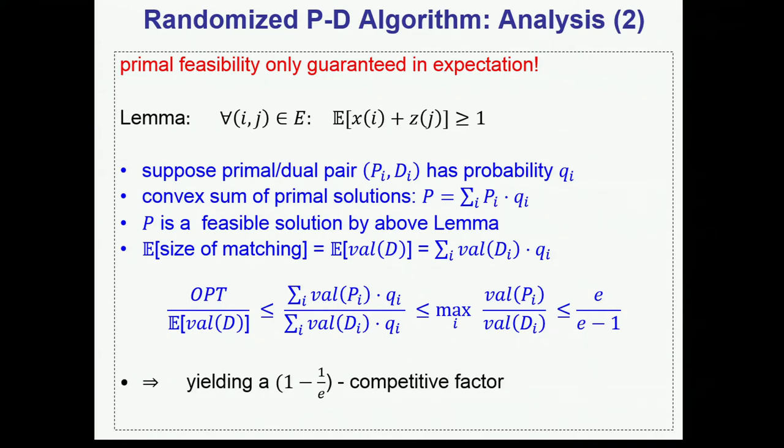When we expand this, by definition, the ratio is equal to the ratio between these two terms. And this is upper bounded by the maximum of value of PI divided by value of DI. QI just cancels out. And we've seen in the previous slide that this ratio, independently of feasibility, is upper bounded by E over E minus 1. So we get that the competitive factor of this algorithm is 1 minus 1 over E.